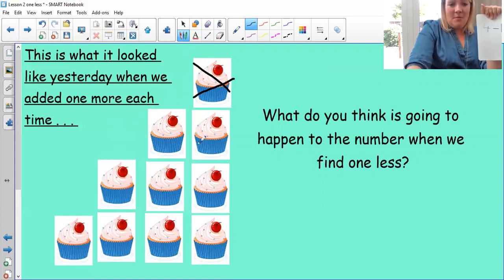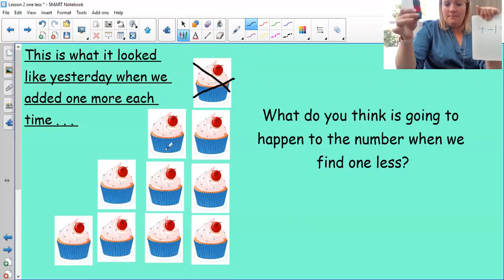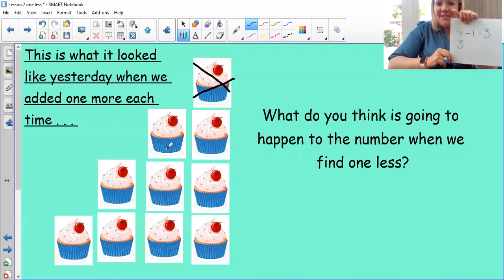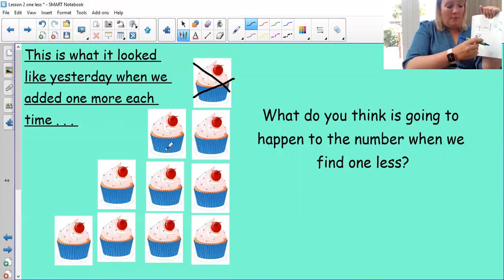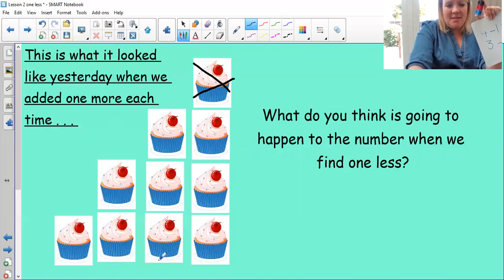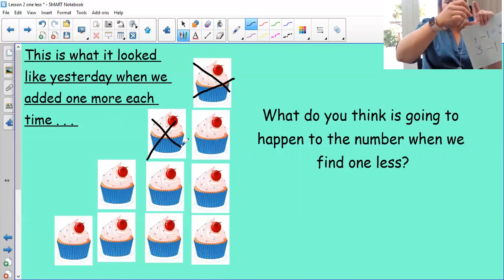Excellent. I've got my cupcakes here. I've got 3 cupcakes. I want to find one less. So 3, take away or minus 1. There's my 3. 1, 2, 3. There's my 3 cupcakes. Let's cross through 1. Let's take away 1 cube.